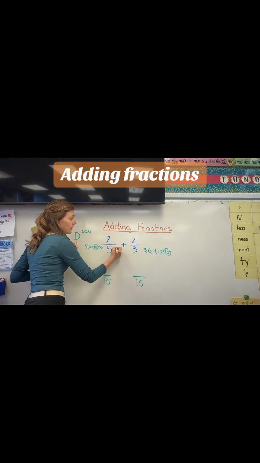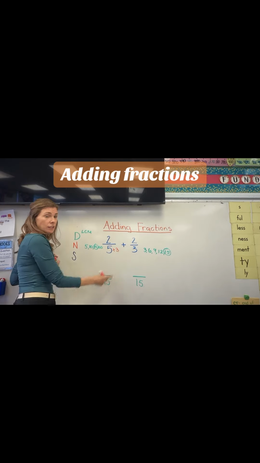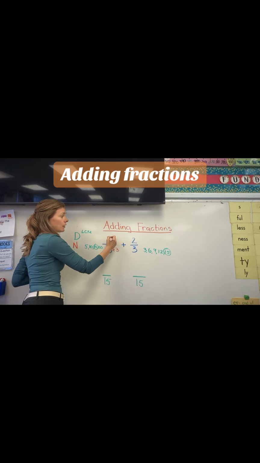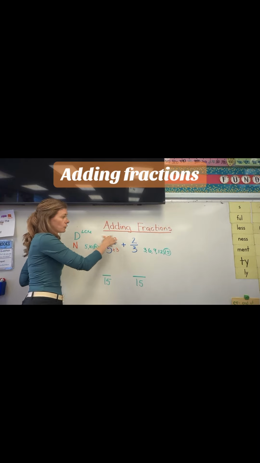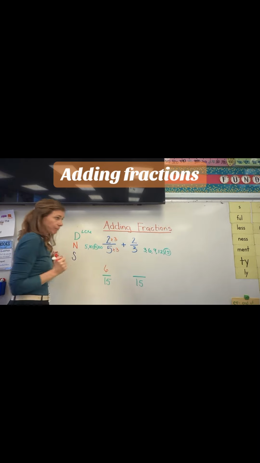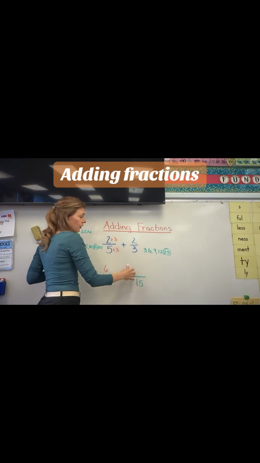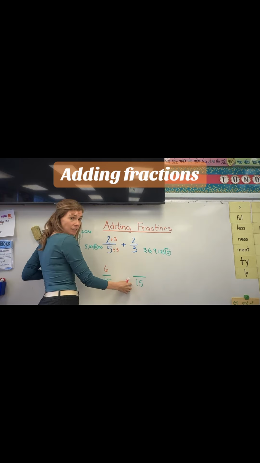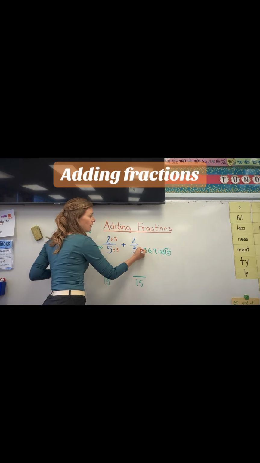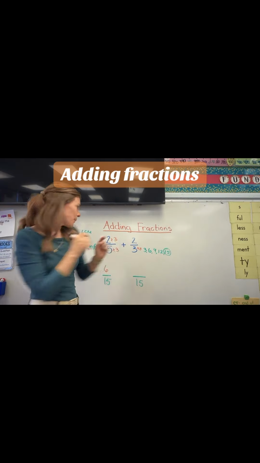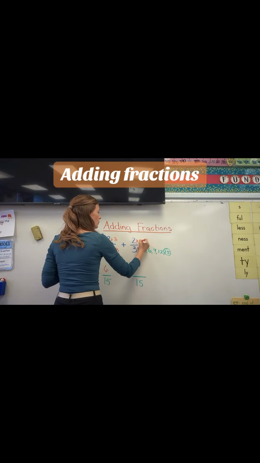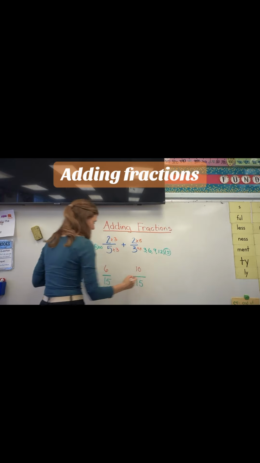So 5 times 3 equals 15. So I have to multiply the top by 3. Whatever I do to the bottom, I have to do to the top. So 2 times 3 is 6. And then I come over here. What did I do to the 3 to get to 15? I multiplied it by 5. So whatever I do to the bottom, I have to do to the top. So 2 times 5 is 10.